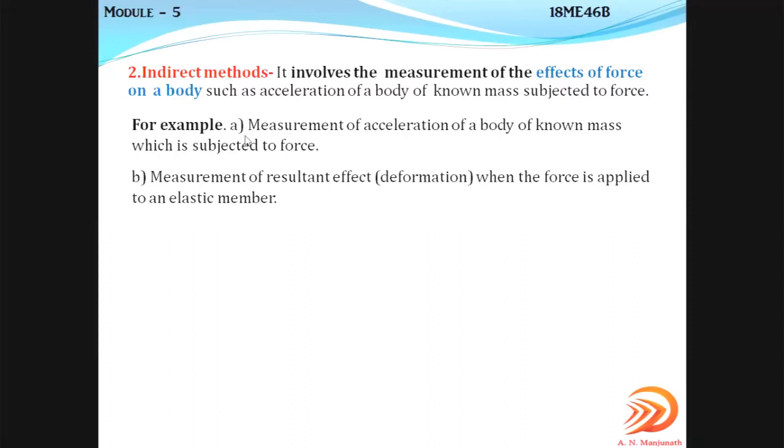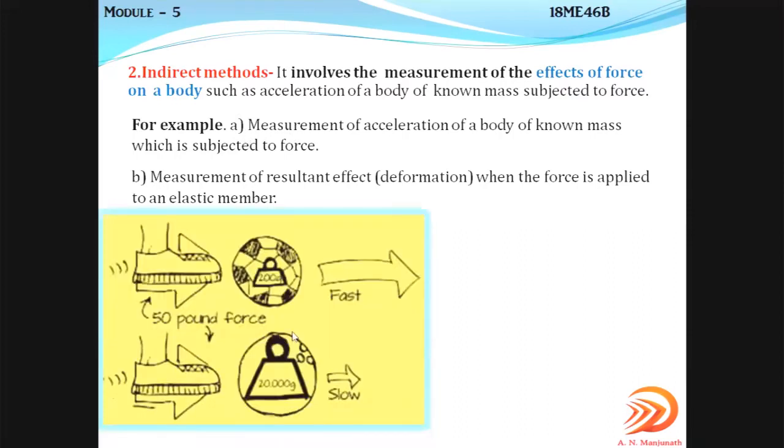The meaning of this first example will be this. You can observe here on the screen, right? This will be the known mass, 200 gram, and this will be the force which is being applied. Say for example, 50 pound will be the force applied for this known mass. Similarly, the same force for this particular mass which is 20,000 kg. So the acceleration here for this will be fast, and acceleration for this will be slow.